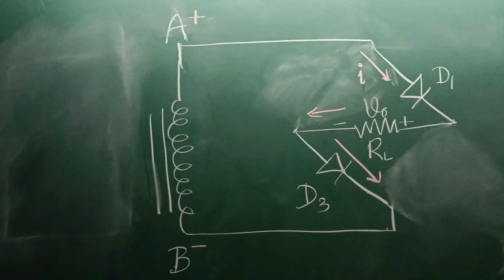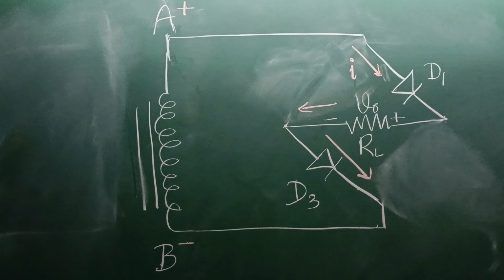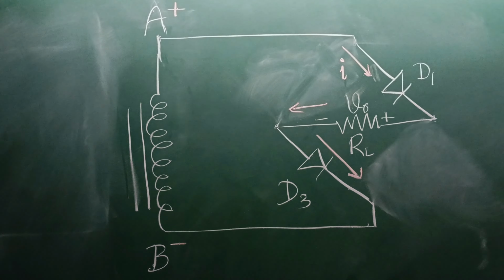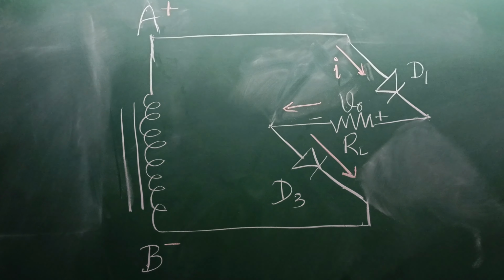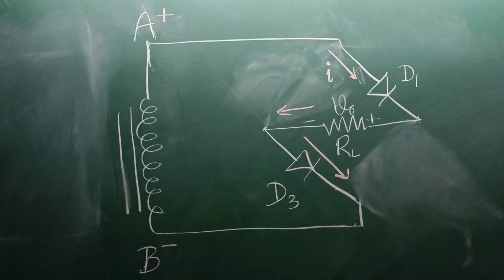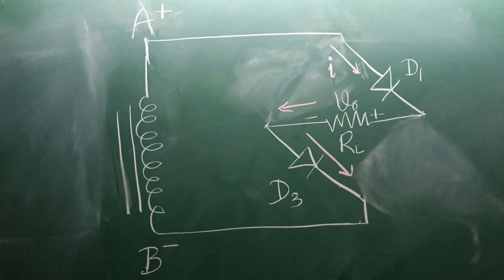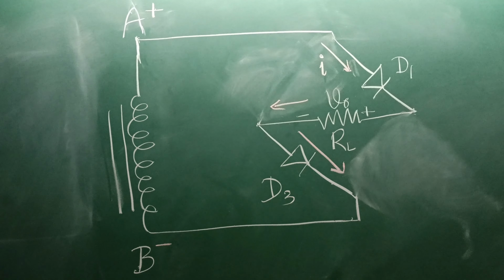So during positive half cycle, A is positive and B is negative, where D2 and D4 are reverse biased, hence they act as an open switch, and D1 and D3 are forward biased and they act as a closed switch.